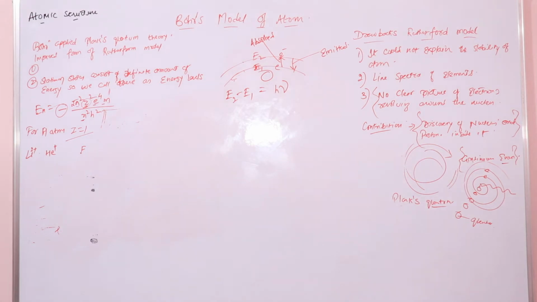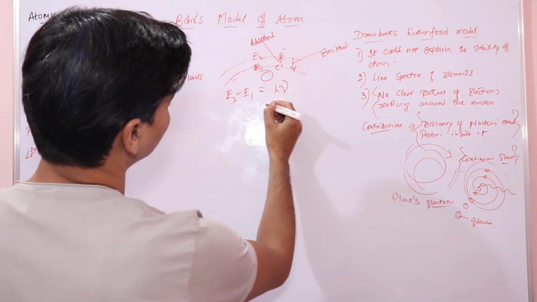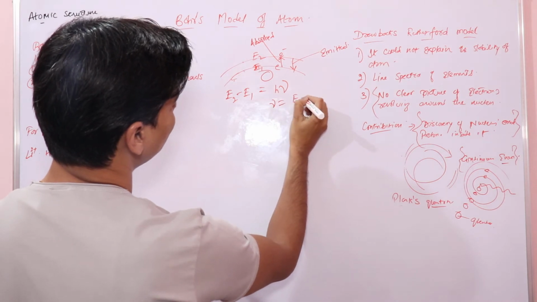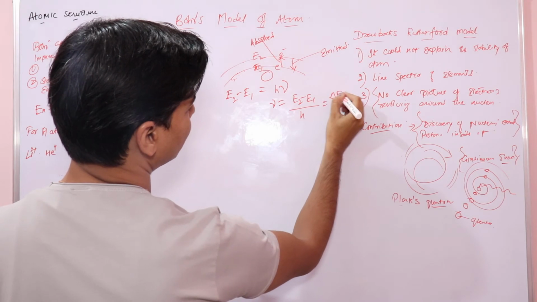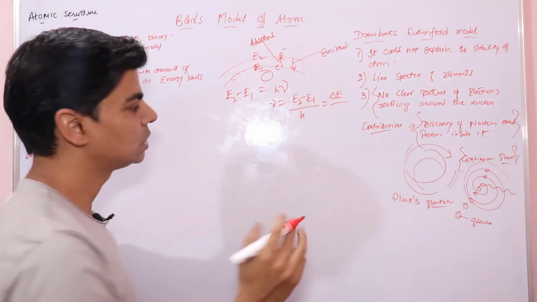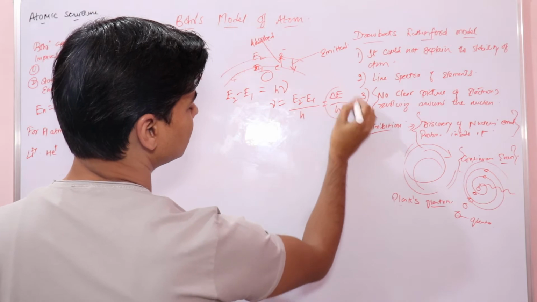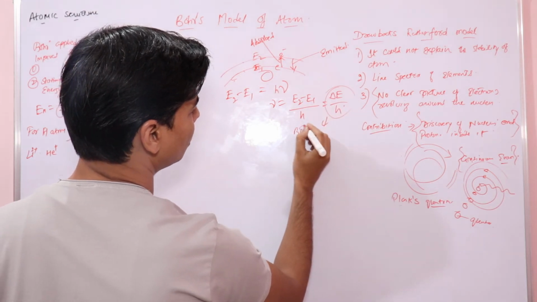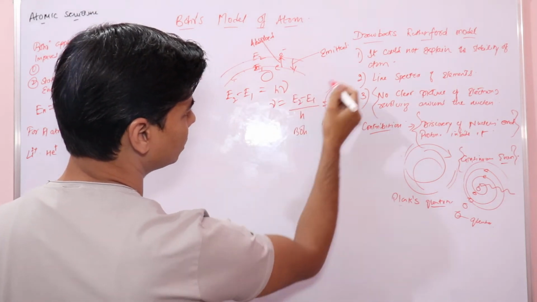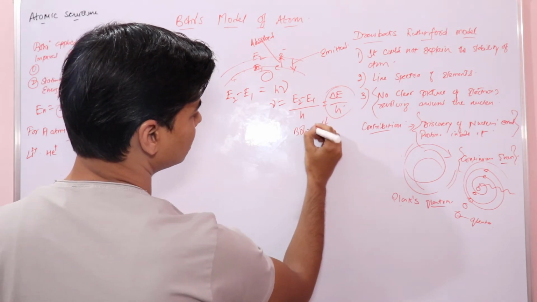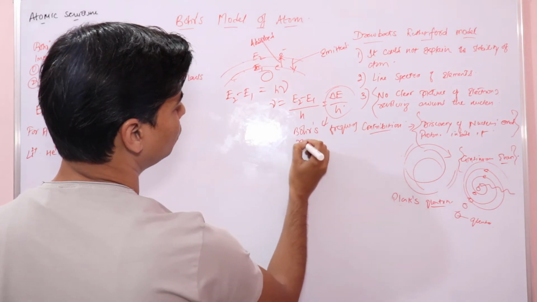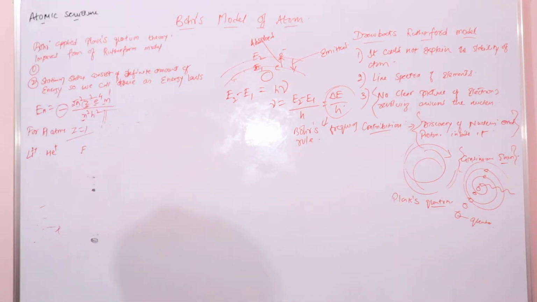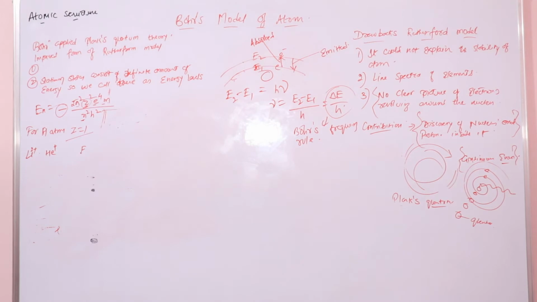We can also write this as nu equals E2 minus E1 upon h, or nu equals delta E upon h, where delta E is the energy difference between the two stationary states. This is known as Bohr's frequency rule. This is your Bohr's frequency rule.